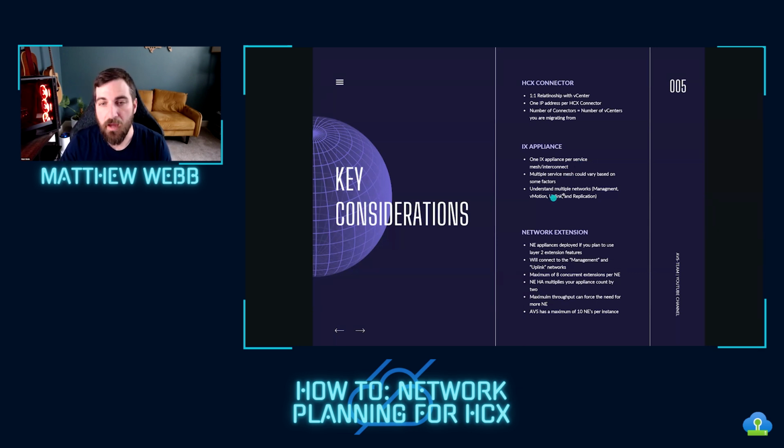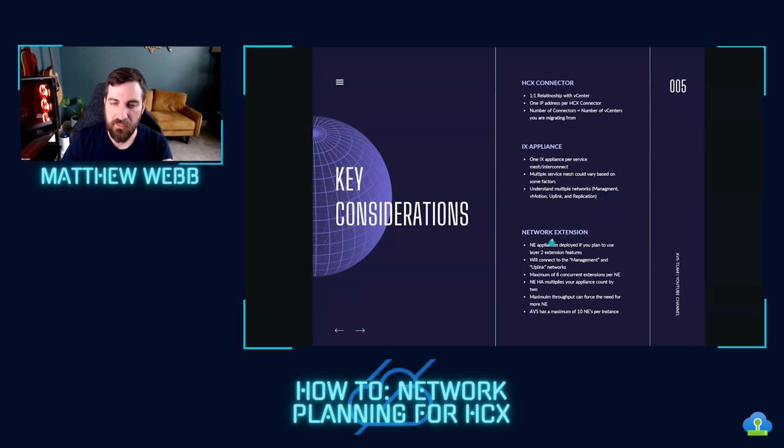I'll tell you that in my experience, in most configurations we did, we just had a management and vMotion interface. So the IX just needed to communicate to those two because the management network typically had firewall rules open to get to the AVS receiver appliances. And that's what drove those requirements. So usually with the IX, you're planning for 2 IP addresses per IX appliance, one sitting in the management network, one sitting in the vMotion network.